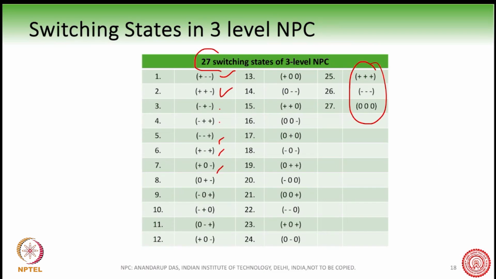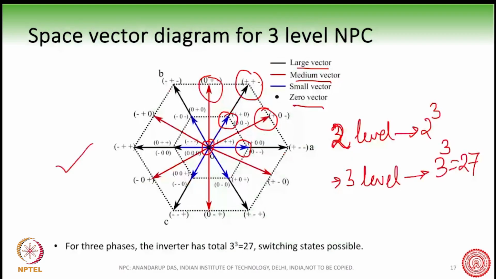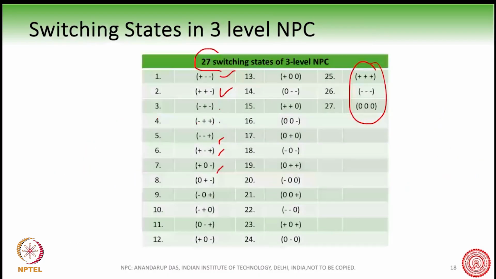So the 3-level space vector diagram will have 27 switching states, which will be distributed over 2 hexagons. One is an outer hexagon like this, and one is the inner hexagon. You will be able to get all the switching states mapped into this space vector diagram, right?